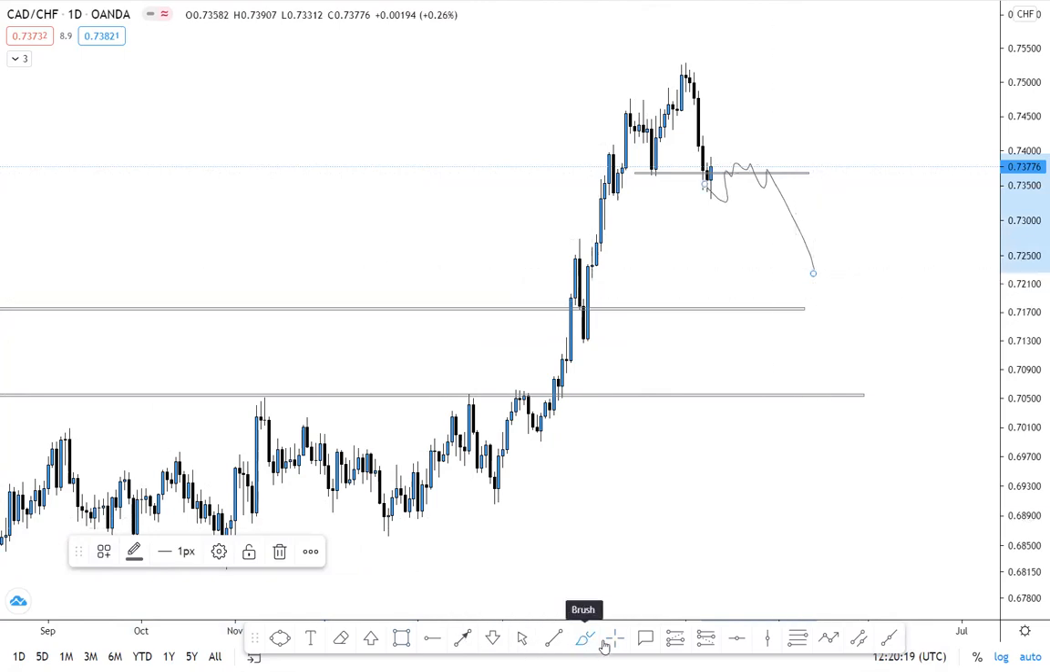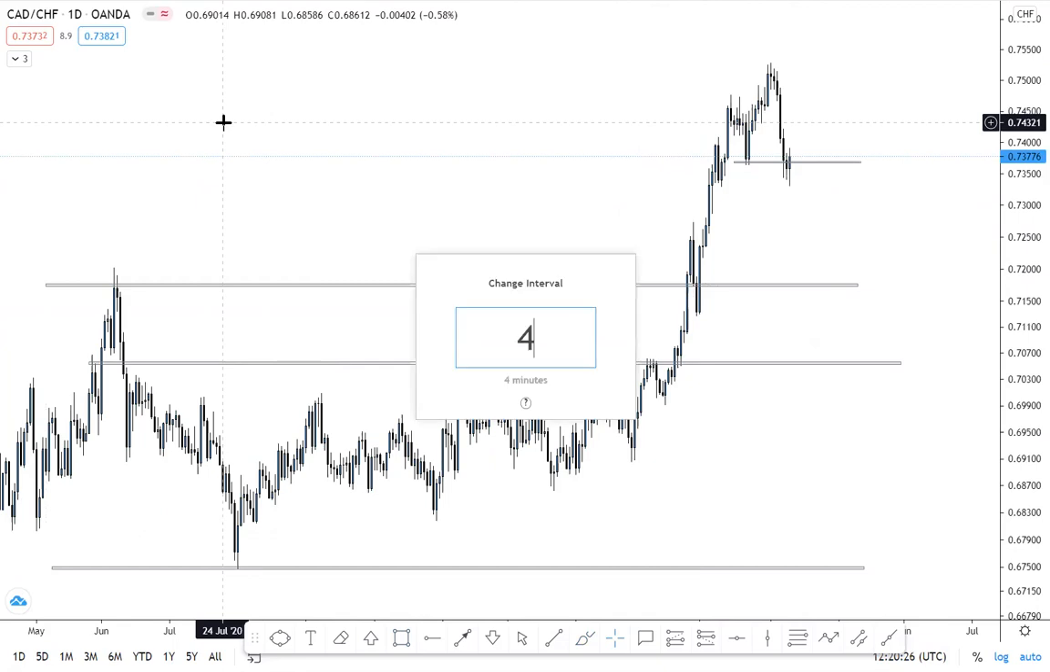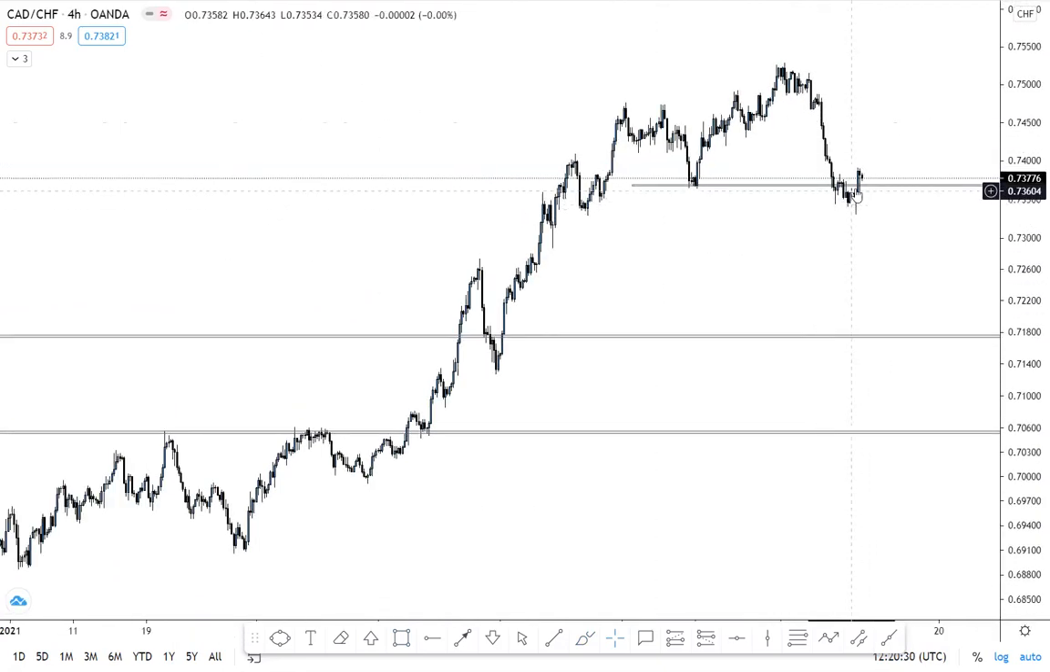Going into next week, H4. Let's look at how it is. Going into next week, I'm expecting a corrective phase or a pullback and a strong move to the downside.